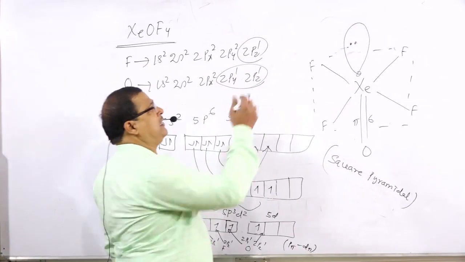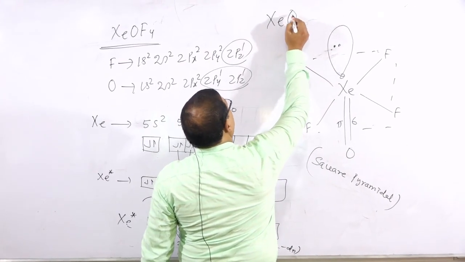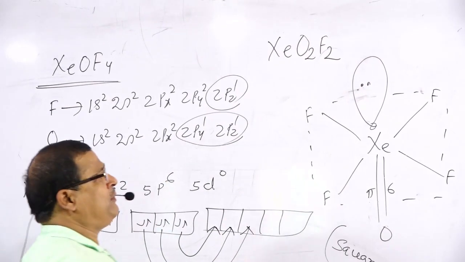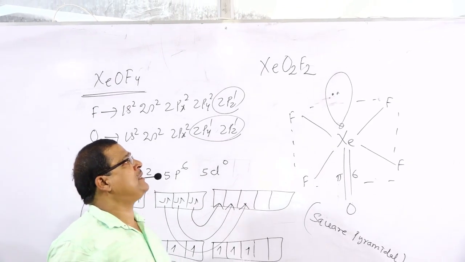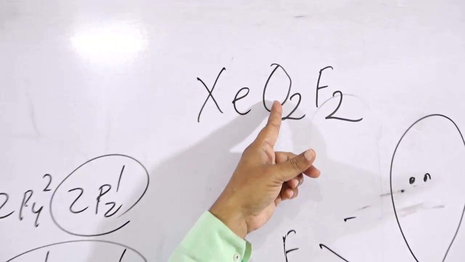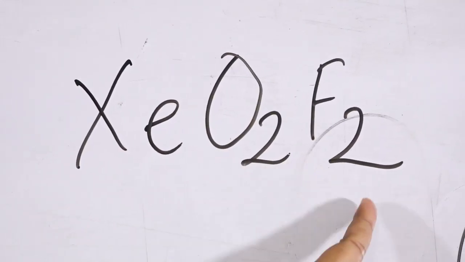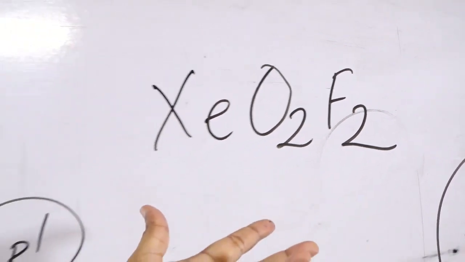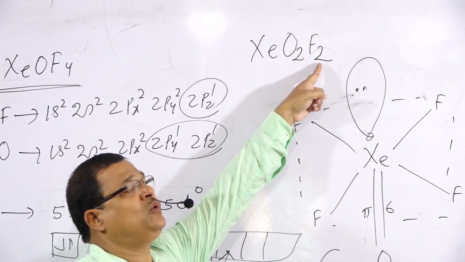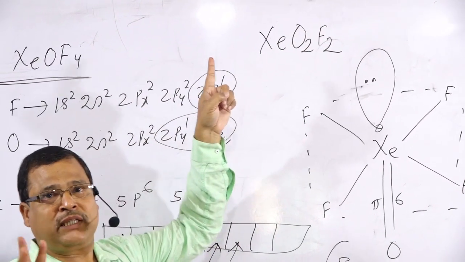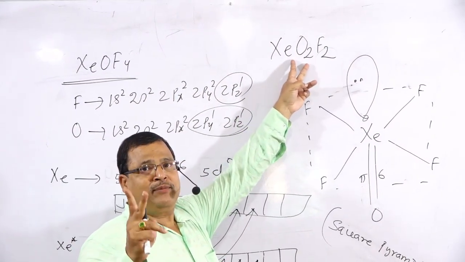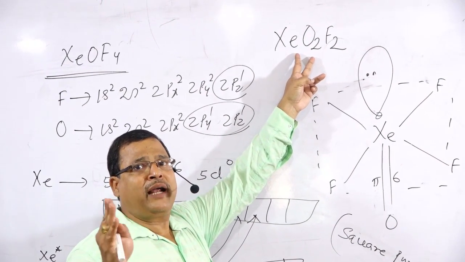You may try for XeO2F2. In this case, similarly you can try for this one: 2 fluorine atoms, 2 bonds; 2 oxygen atoms, 4 bonds. 4 plus 2, that is 6. Then how many sigma bonds will be there? 1 oxygen atom, 1 sigma, 1 pi; 2 sigma, 2 pi, 2 sigma. Means the formation of 4 sigma and 2 pi. So in that case, we have to keep 2 unpaired electrons in unhybridized orbitals.